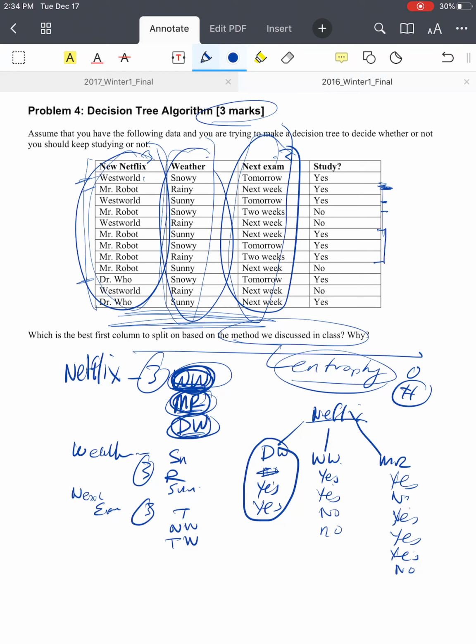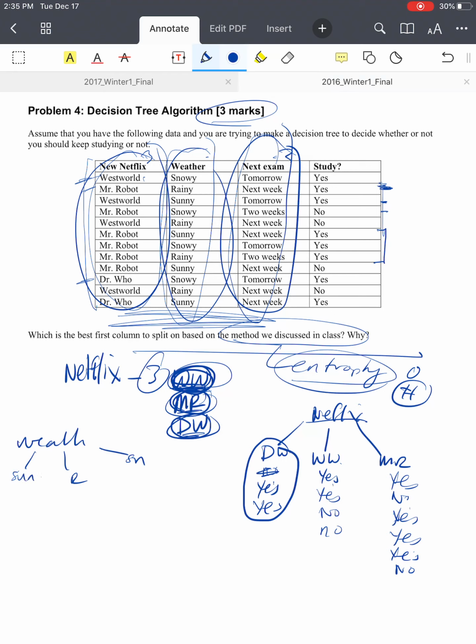Okay, let's go through. Should I just erase a little bit? Weather. So there's snowy, rainy, and sunny. Snowy is a yes. Rainy is a yes. Sunny is a yes. Snowy is a no. Rainy is a no. Sunny is a yes.